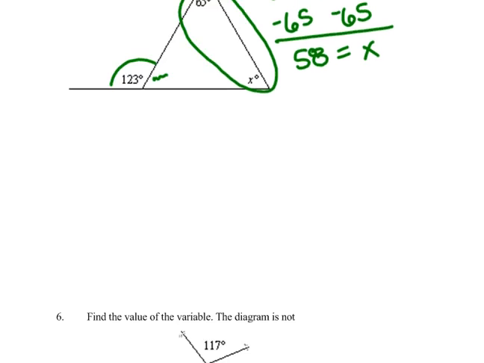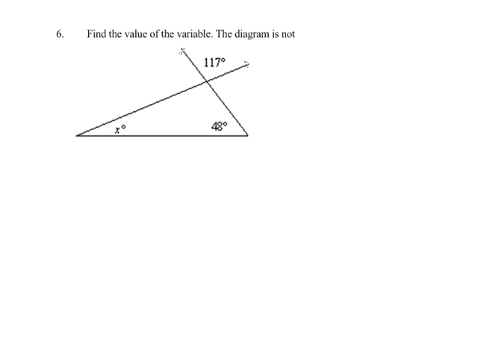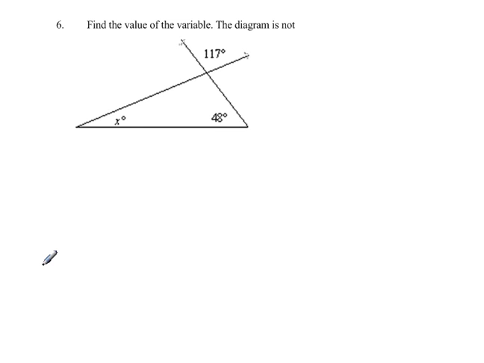And the last one, number 6, find the value of the variable. The diagram is not to scale. I'm looking for this angle here, but I have a triangle, so I need this angle. But notice that we have vertical angles. So that angle is 117. A lot of people will confuse that and think automatically that that is an exterior angle. That is not the case.